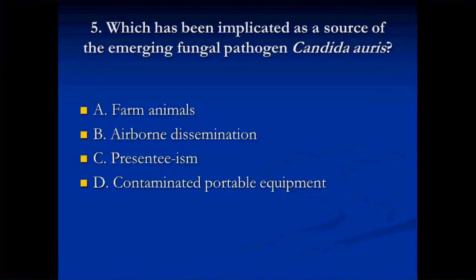Okay, a couple more quick cases. Number five, which has been implicated as a source of the emerging fungal pathogen Candida auris? Candida auris, if you don't know about it, is a relatively new Candida species, which is very concerning because it tends to be resistant to antifungals. Some of them are resistant to all three of the major antifungal classes. So is our source farm animals, airborne dissemination, presenteeism, or contaminated portable equipment?